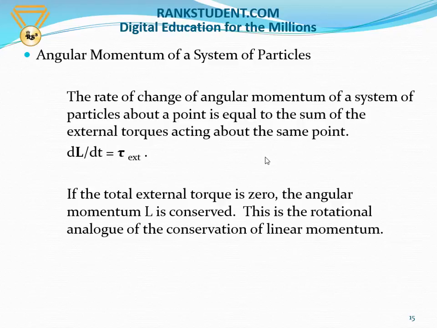Now the angular momentum of a system of particles. The rate of change of angular momentum of a system of particles about a point is equal to the sum of the external torques acting about the same point. dL by dt equals tau external. If the total external torque is 0, the angular momentum L is conserved. This is the rotational analog of the conservation of linear momentum.